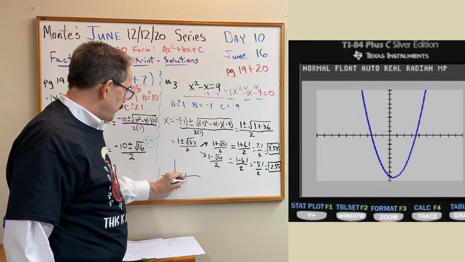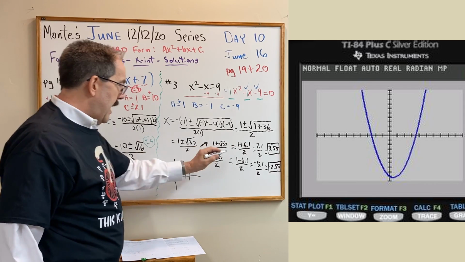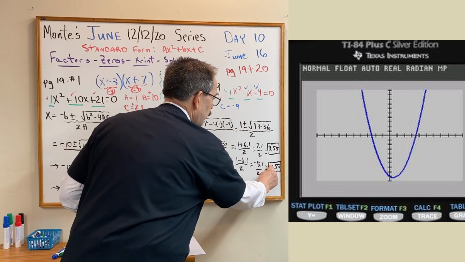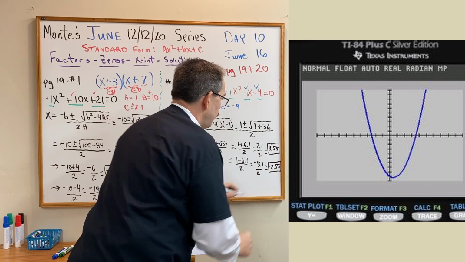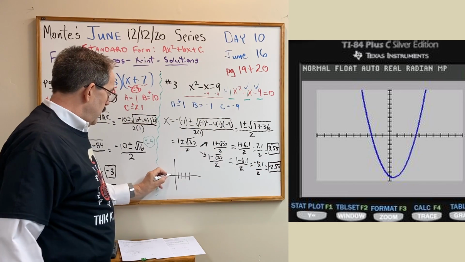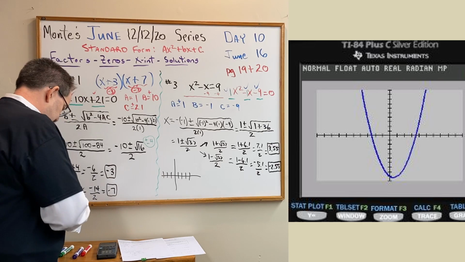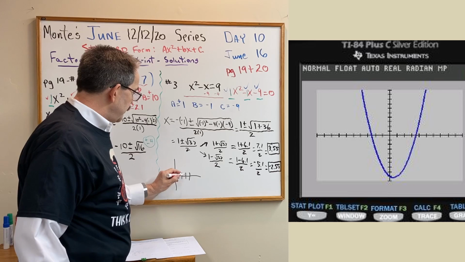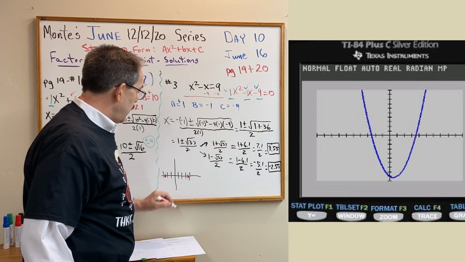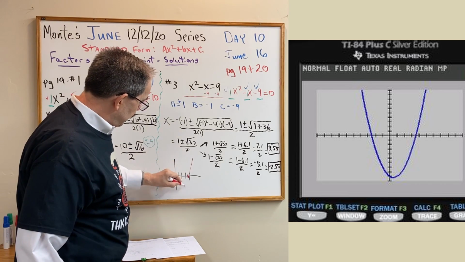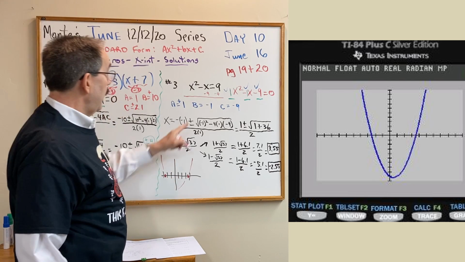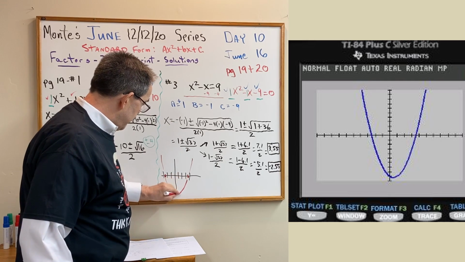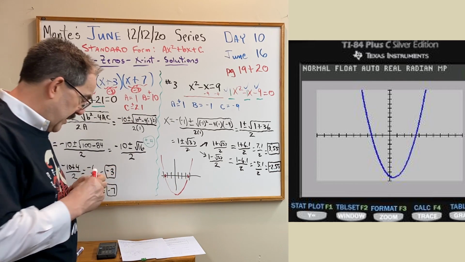Now, according to the math, we should be here. 1, 2, 3, 3.55, there. And negative 2.55. It was a smiley face, and it crosses at negative 9. Something like that. All right?